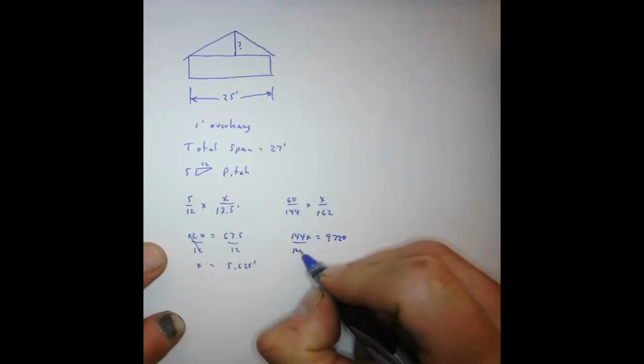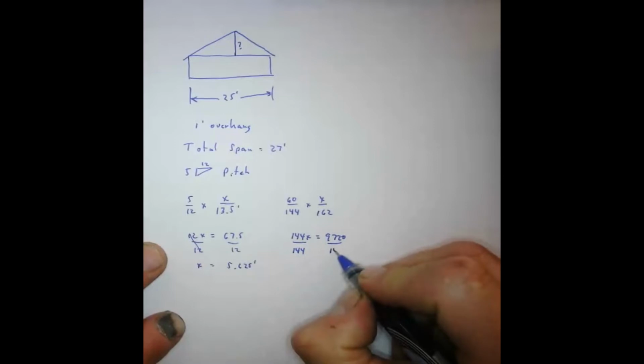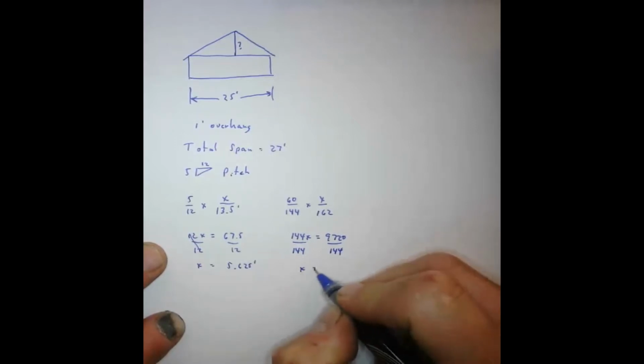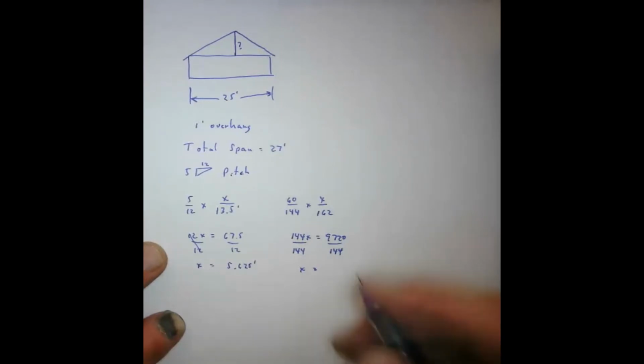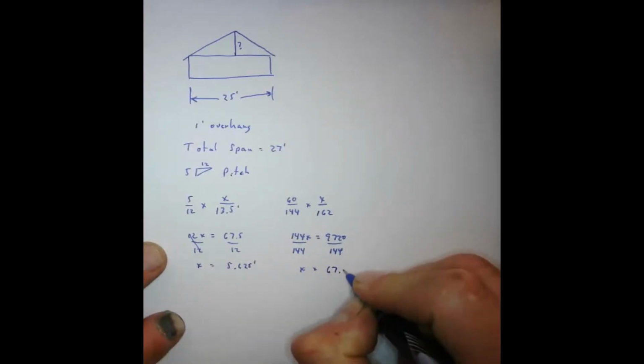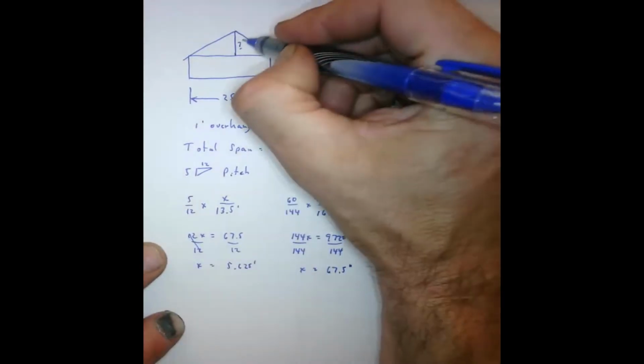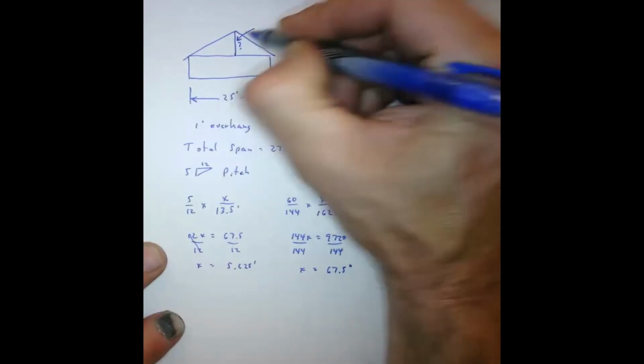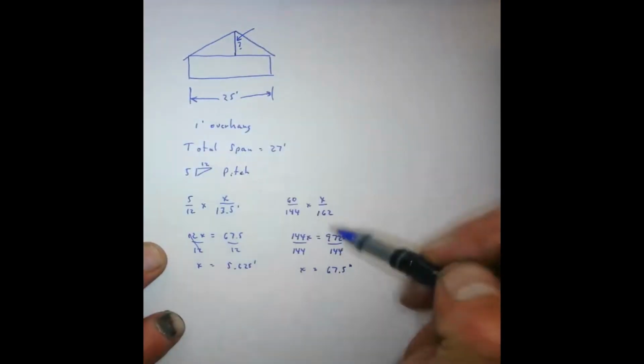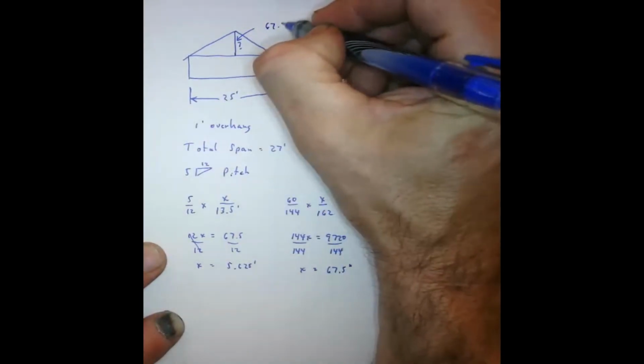We have to isolate the x, so we're going to divide by 144. So x is going to equal 9,720 divided by 144, which gives us 67.5 inches. So that means that this right here with a 5/12 pitch is going to give us 67.5 inches. So that's how you calculate pitch.